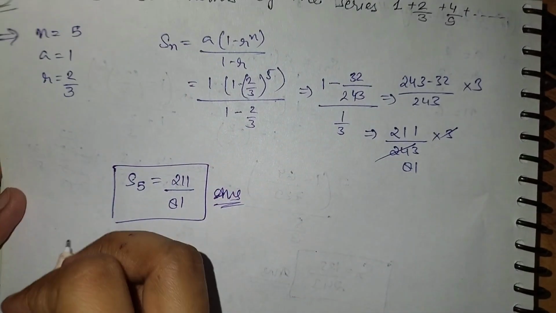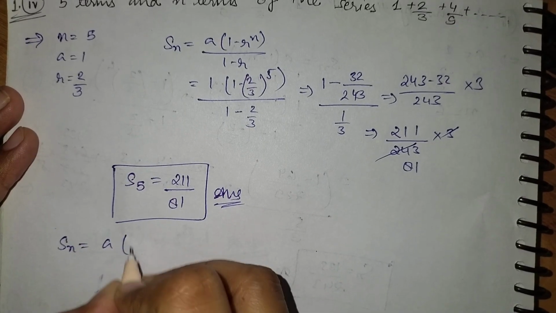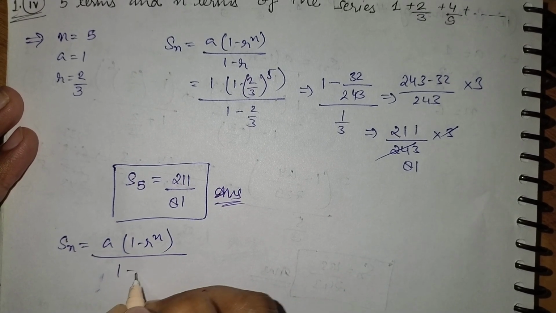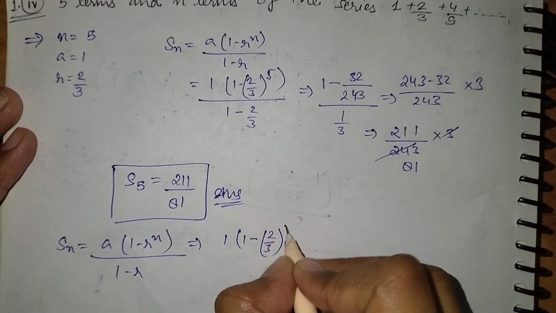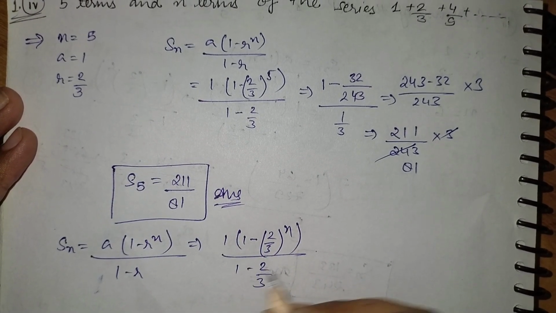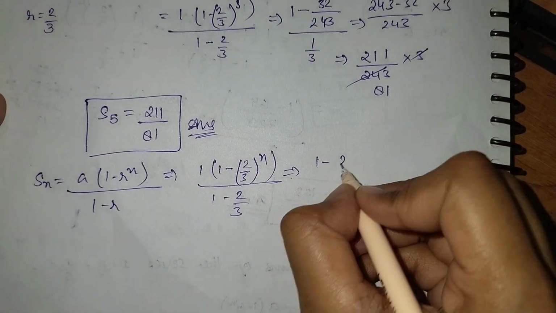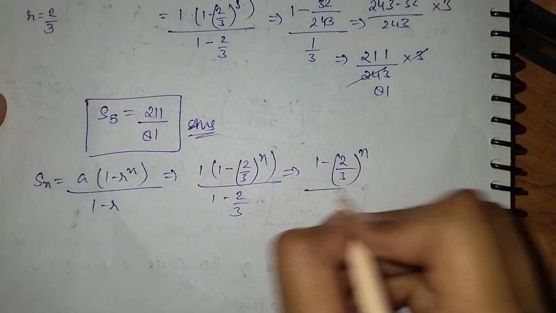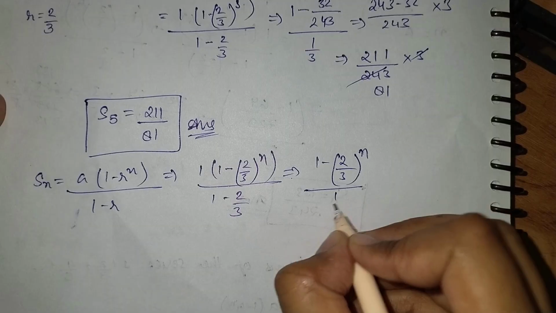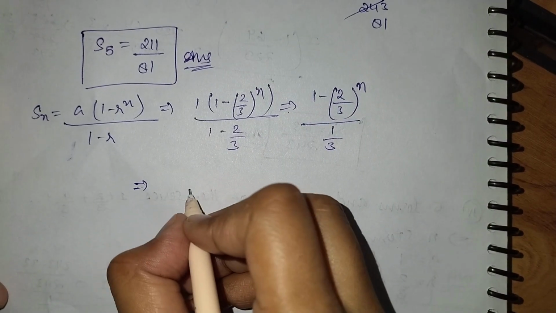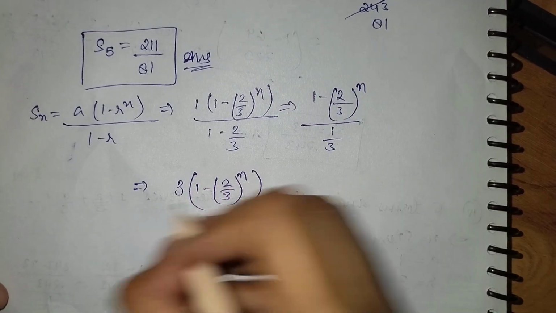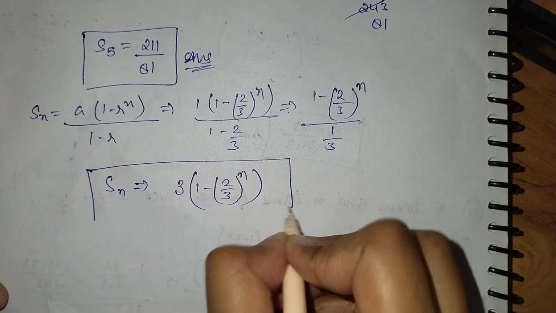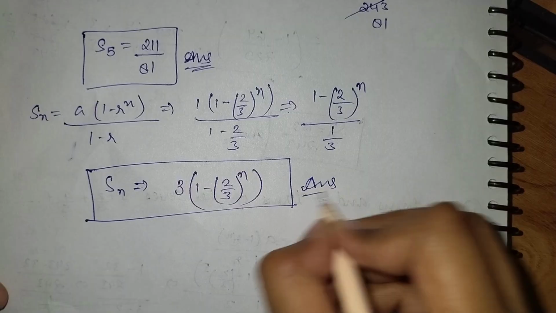Now the sum of n terms will become a(1 minus r^n) divided by (1 minus r), which equals (1 minus (2/3)^n) divided by (1 minus 2/3). That will become (1 minus (2/3)^n) divided by 3 minus 2 by 3, which will become 1 by 3 only. So (1 minus (2/3)^n) multiplied by 3. So this is the final solution, the sum of n terms of the given GP, and this is the final answer of question number 1, fourth part.